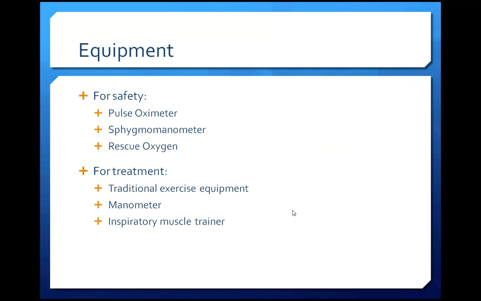Again, equipment for safety in the clinic: oximeters, a sphygmomanometer, and rescue oxygen would be best if you see a lot of people with pulmonary disease. Treatment is your typical exercise equipment in the clinic. If you are focusing on pulmonary disease, we have a manometer to measure pressures and an inspiratory muscle trainer. We'll talk a little bit about that later. That's the equipment that we have in our clinic to work with.